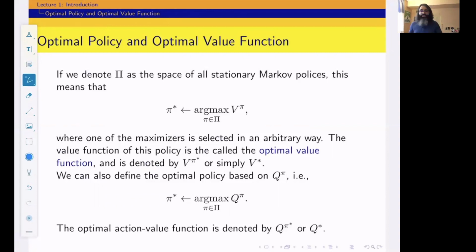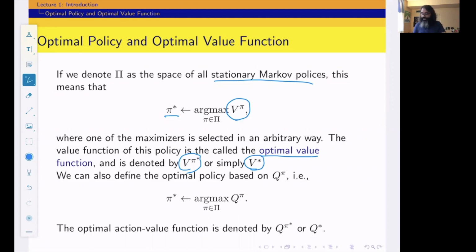Okay, so we have the optimal policy. The idea is that the optimal policy is a policy whose value is larger than any other value function. This essentially means that we search in the space of all possible stationary Markov policies and find the one that has the maximum value. That would be V star. Here we choose one of the maximizers in an arbitrary way, so there might be more than one. The value function of the optimal policy is called the optimal value function. So the optimal value function is V of pi star, which we sometimes simply denote by V star.